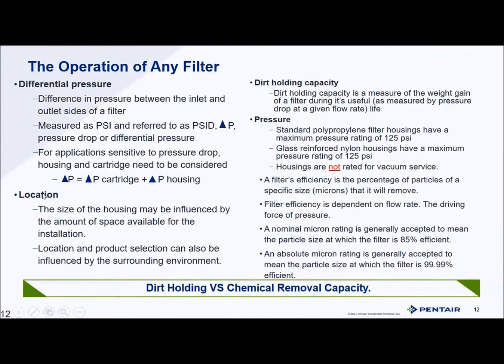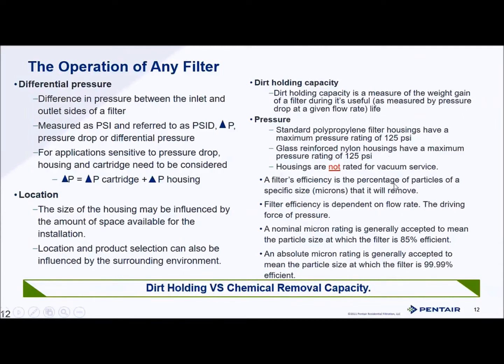Location. Do we have the space to put that filter in? That gets overlooked a lot. Dirt holding capacity, once again: will this filter survive long enough in the environment it's in to give us the value it has? A 200,000 gallon rated carbon filter does me no good if it only lasts 3 weeks because of the dirt load of my water. So pressure, once again, we're looking at under 125 PSI and no vacuum being placed on these housings when it comes to Pentek housings.